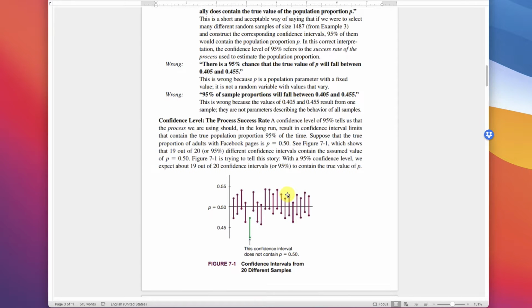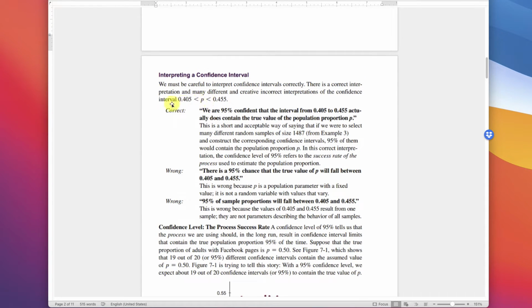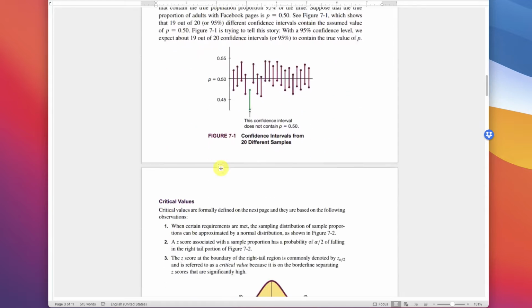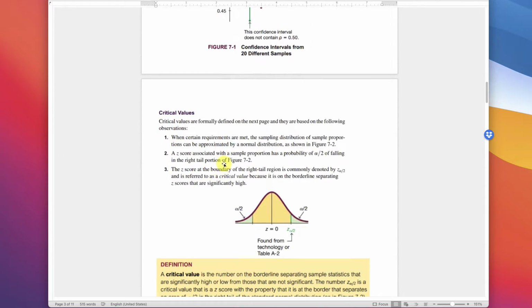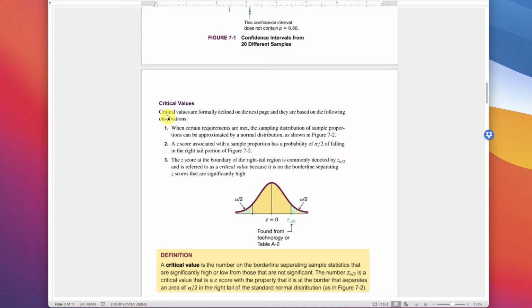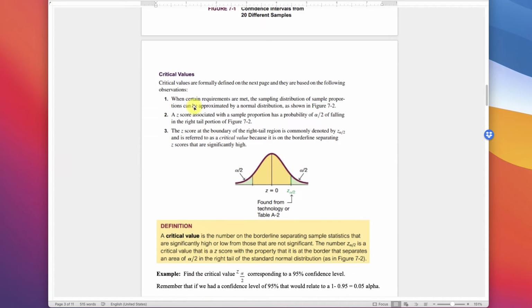So we're going to find that confidence interval of the proportion p. In order to do that, though, we need to know critical values. Critical values are formally defined on the next page here, and they're based on the following observations. When certain requirements are met, the sampling distribution of sample proportions can be approximated by a normal distribution.